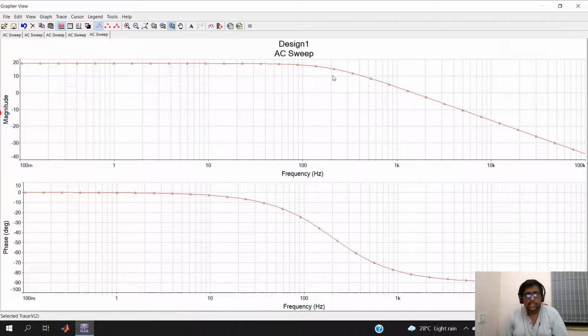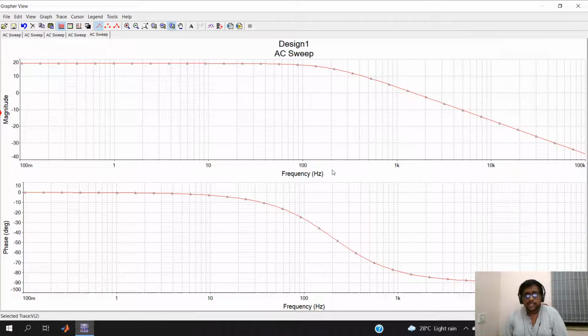At 200 hertz, there is a decrease in the gain, that is, a minus 3 dB reduction in the gain. And after that, you can see that the magnitude drops. The y-axis is nothing but the magnitude, 20 log V0 by V in, and the x-axis is nothing but frequency.